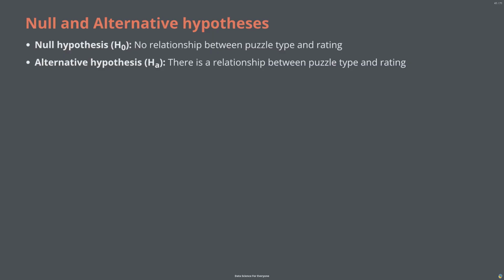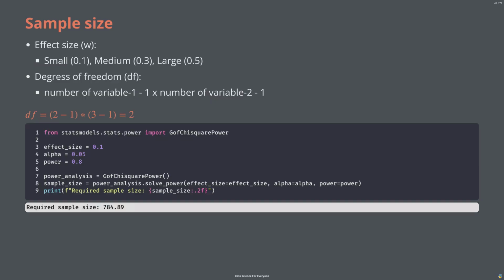Keep in mind, this test won't tell us one puzzle causes a specific feeling, only whether there is a relationship between the two variables. To plan for this kind of test, we can estimate how many participants we need using the GofChisquarePower method from the statsmodels package. Like before, we need an effect size parameter. If the effect size is 0.1, it is considered small. If it is 0.3, it's considered medium, and for values of 0.5 or above, it is considered a large effect size.